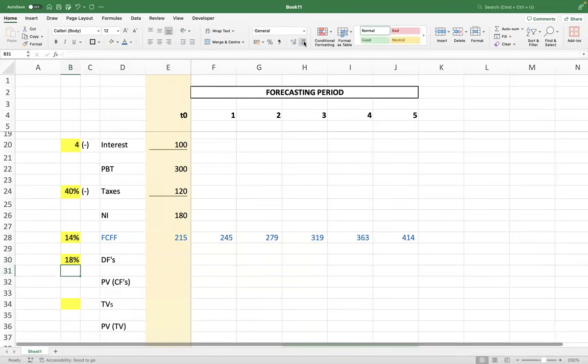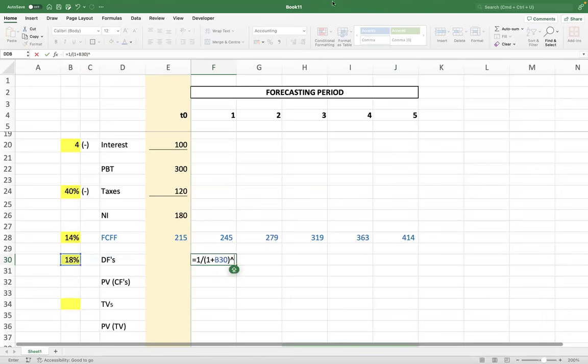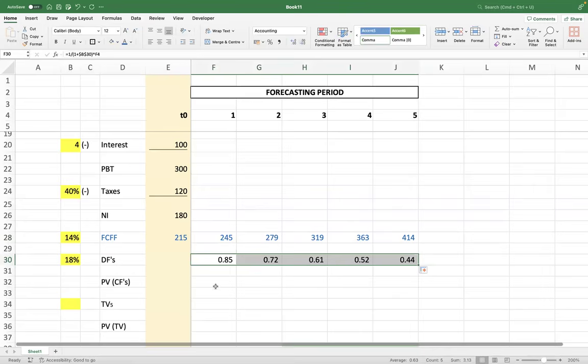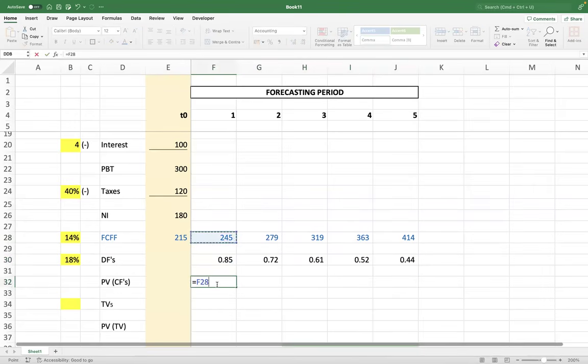Discounting factors, I have 18% as my expected WACC. So discounting factors will be 1 by 1 plus R, which is your WACC, to the power of n. I need to increase my n and drag this to the right. And this will enable me to get my present values.